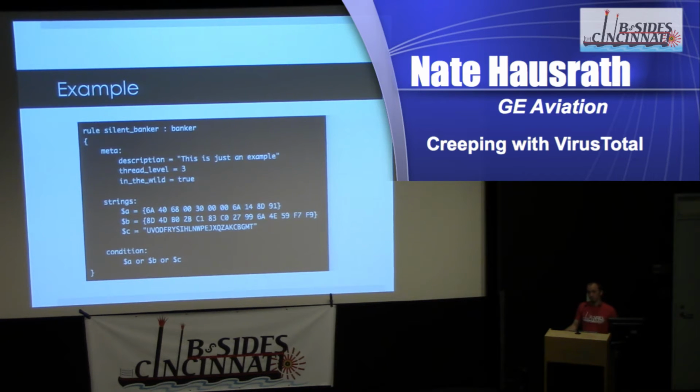And then the condition specifies what we're looking for with those strings. So if anything hits on A or B or C, then it's going to return true, and it's going to say that it was a hit, right? Pretty simple.